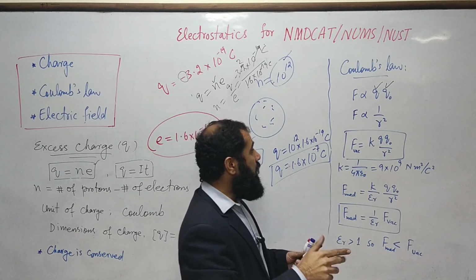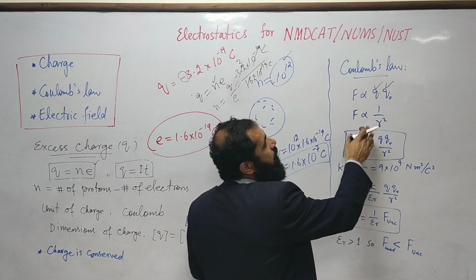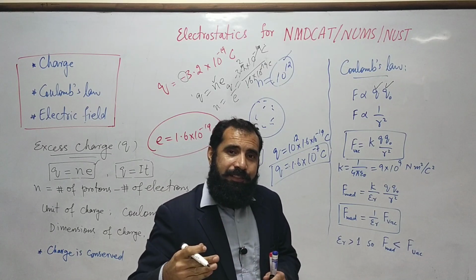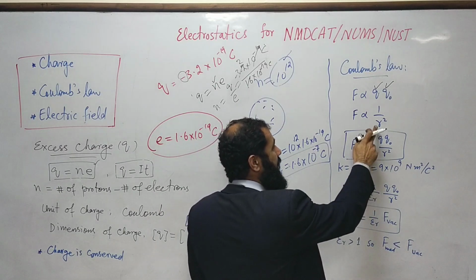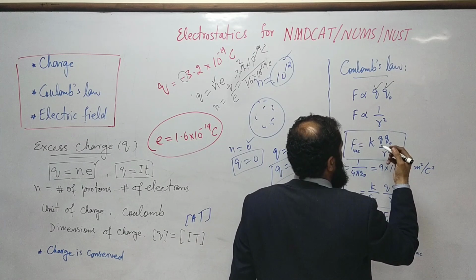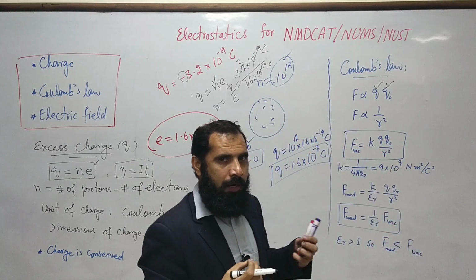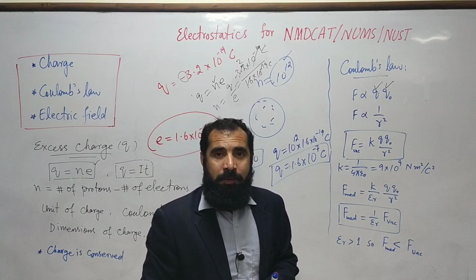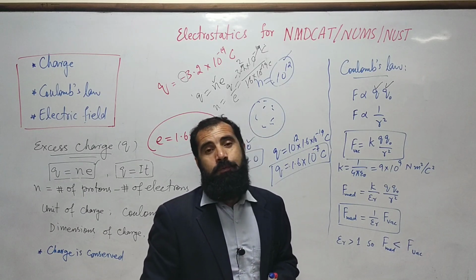And the other thing about them is that this force obeys the inverse square law. If you double the distance, the force reduces by 4 times, the square. So if you are asked a question that charge is doubled on two charged bodies and the separation between them is also doubled, what is the effect on the Coulombic force between them?